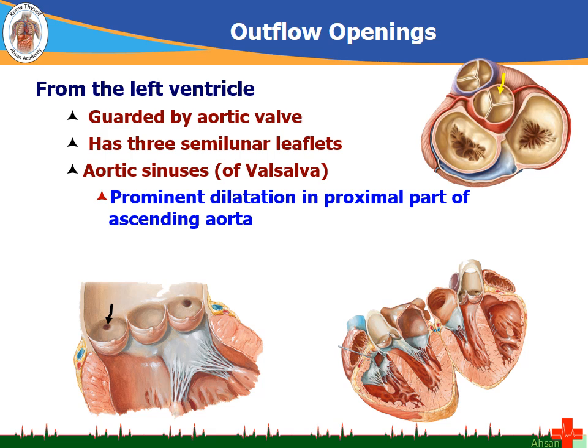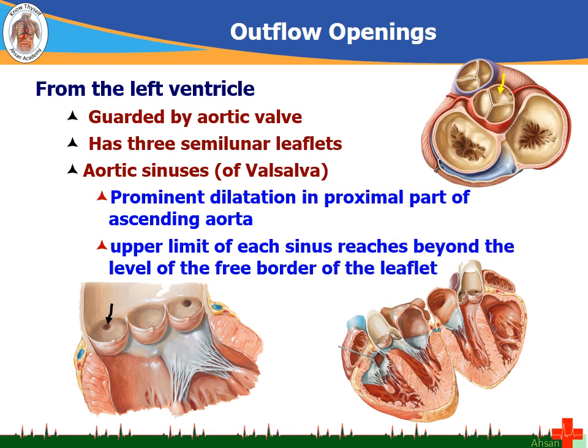The prominent dilatations are there in the beginning part of the ascending aorta, and the upper limit of each sinus extends beyond the free margin of the valve, and from these sinuses arise the coronary arteries.